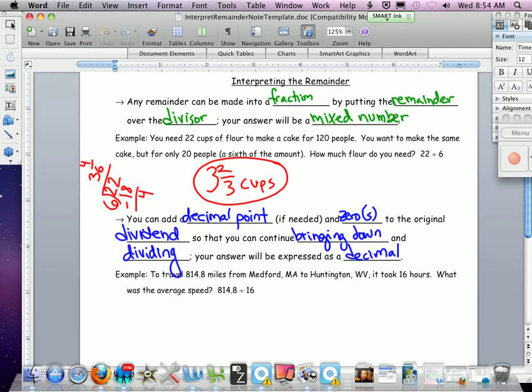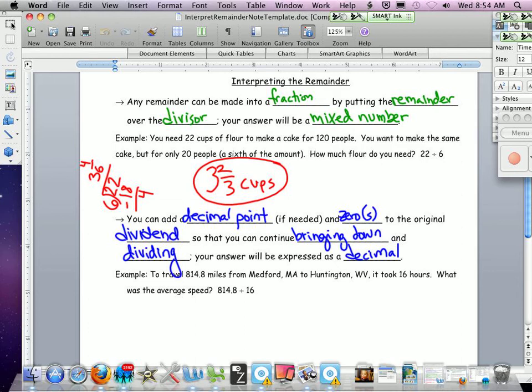This is the one where I'm going to need to go sideways on it. This is a semi-true scenario. To travel 814.8 miles from Medford, Mass., that's where Tufts University is, to Huntington, West Virginia, that's where my roommate lived, it took 16 hours. That's the part that's a little less than realistic, because we might have gone a little faster than that. Always obeying the law, though. All right. So what was the average speed?